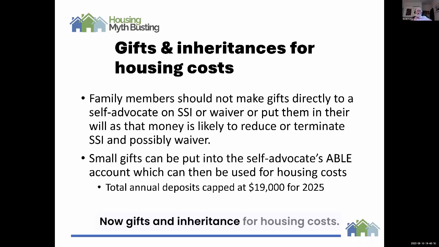Now, gifts and inheritance for housing costs. Family members should not make gifts directly to the self-advocate if they're on SSI or on the waiver, nor should they put the self-advocate in their will, as that money is likely to reduce or terminate their SSI or possibly the waiver. So in that situation, if it is a small amount of money, like the 19 grand, they should put that into the ABLE account.